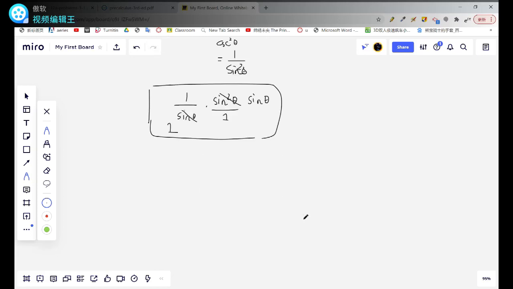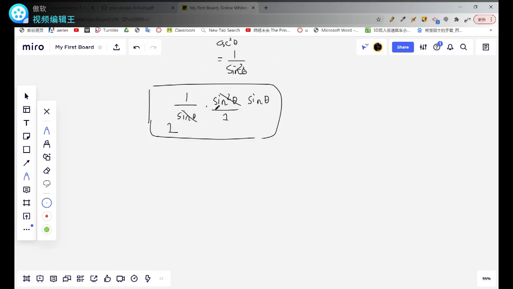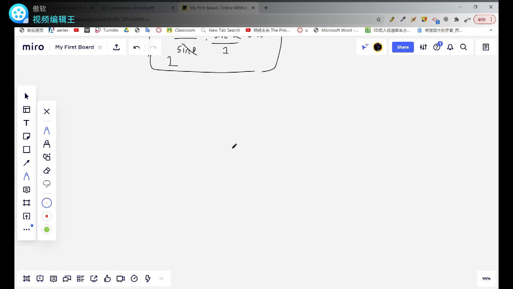Okay. So basically, how can we find stuff like 1 plus cotangent squared theta? This is basically just from the Pythagorean theorem.